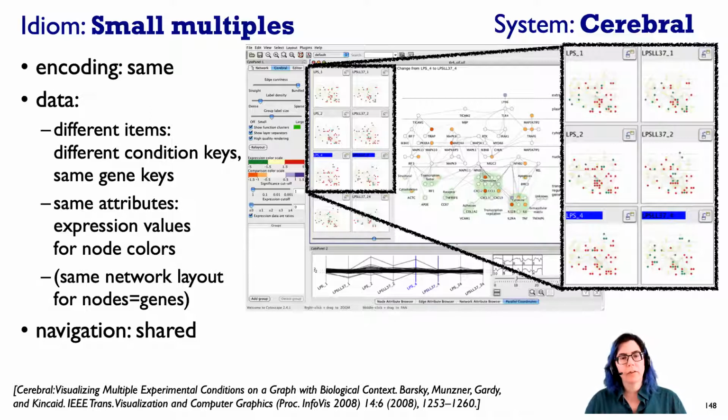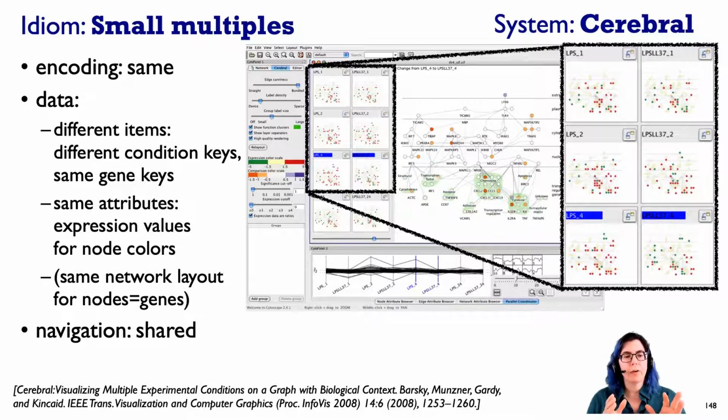One more that I'd like to walk us through is this idea of small multiples. In this approach, you've got the same visual encoding across a whole set of views, and there's some differences in the data you're showing. It could be different items, could be different attributes. In this case, to have the same example we've seen a few times for memorability, we've got different items because we're actually using different keys for the experimental condition, even as we're looking at the same gene keys.